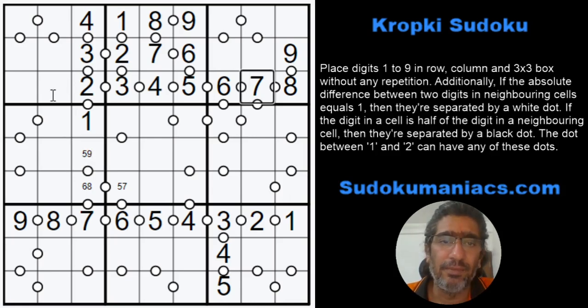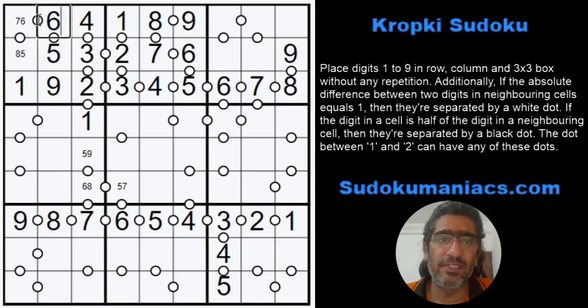Now in row 3, the missing numbers are 1 and 9. I can't have a 1 here because there's no white dot separating these two. So this becomes a 9 with a 1. And I have a 5, 8, 5, 8, 6, 7, 6, 7. Correct? But with a 9, I can't have the 8 here because there is no white dot.